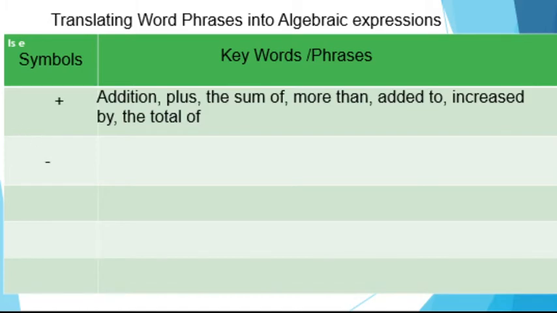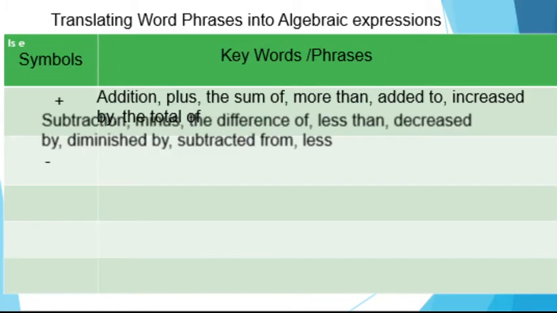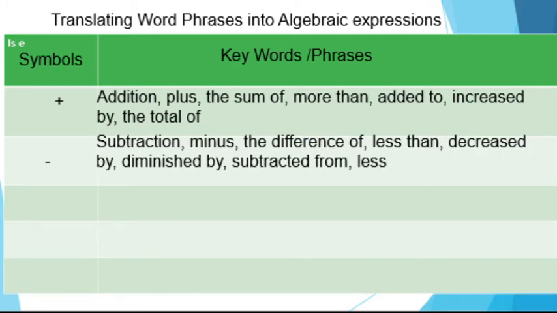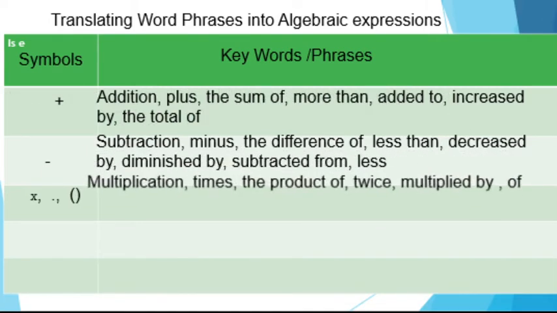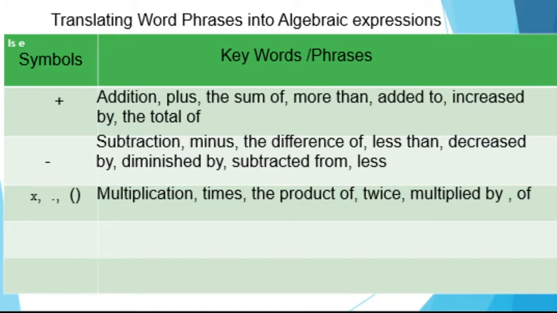Next, you have the minus. So, that is subtraction: minus, the difference of, less than, decreased by, diminished by, subtracted from, less. So, again, once you encounter these phrases or words, it means you are subtracting. Next, you have the X, the period, and the parenthesis, meaning that is multiplication. So, that is times, the product of, twice, multiplied by, and of. Again, of in math is times.